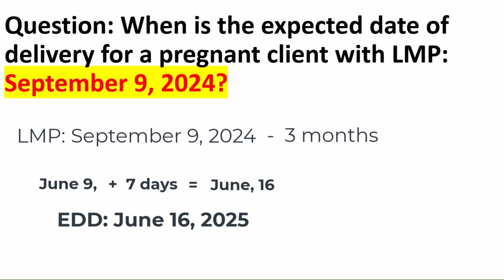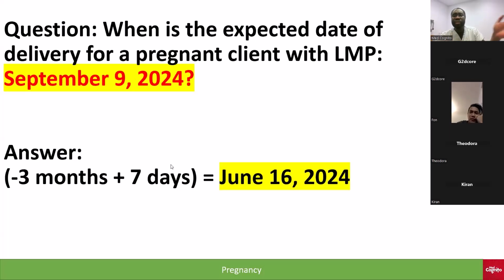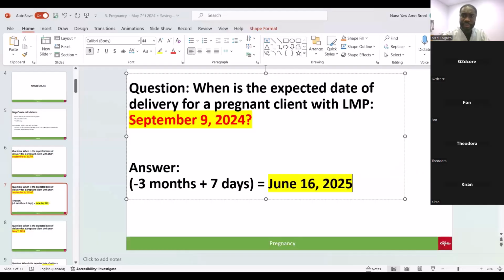Let's try another question. We just did September 9th. So we got it: June 16th, 2025, not 2024. 2025. Let me change it there. Okay, good. So now let's come here.